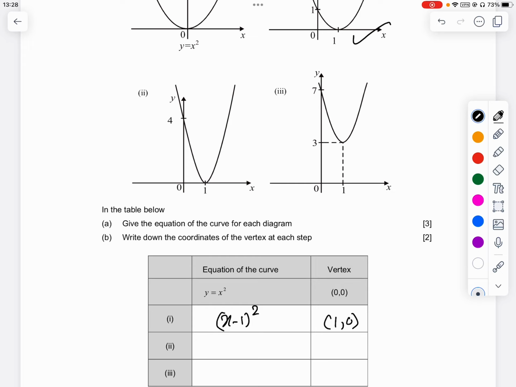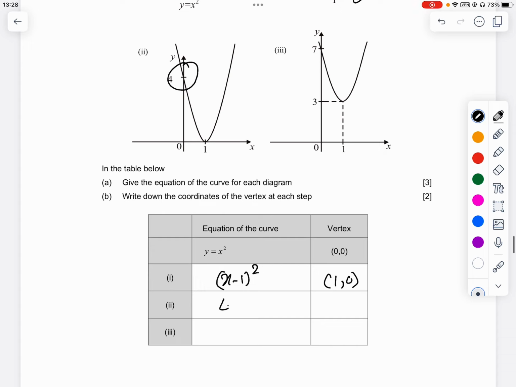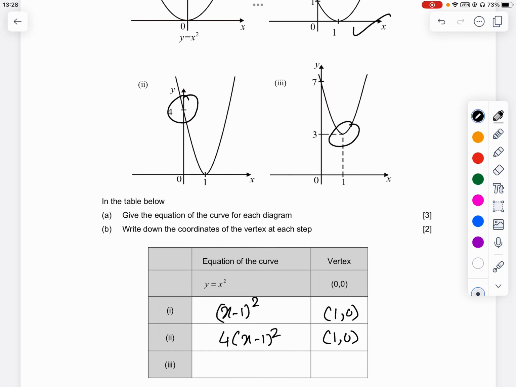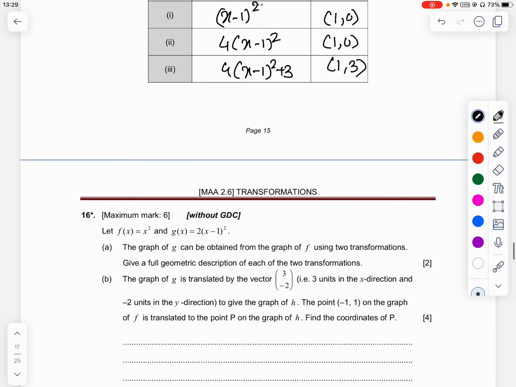Next, what is happening is I am multiplying it with 4. 4 times of x minus 1 whole square. The vertex does not change. Then I'm translating it up to what it says. The vertex is 1, 3. So what am I going to do that one? 4 of x minus 1 whole square plus 3. So what's going to be the vertex? 1, 3 is going to be the vertex.